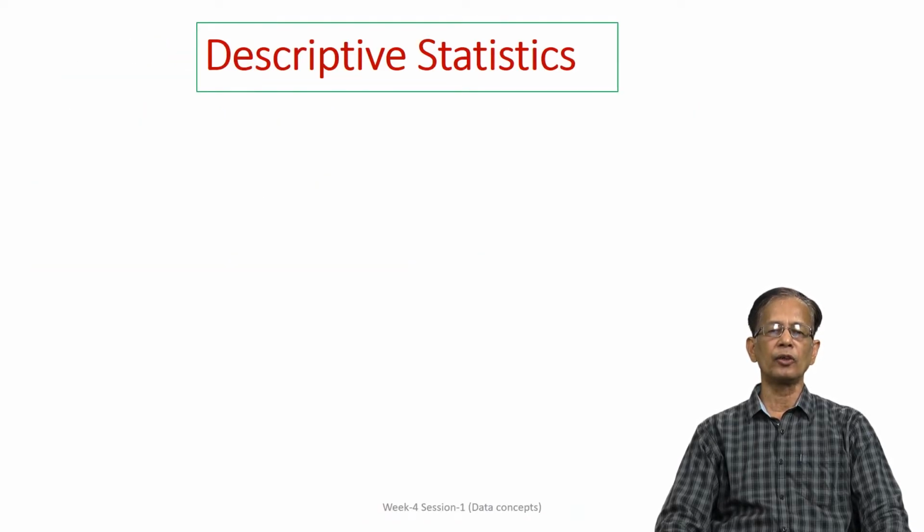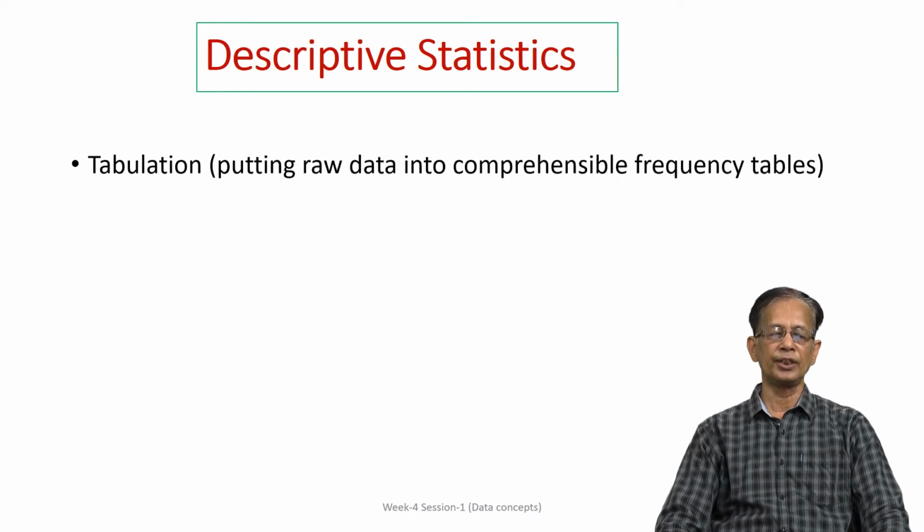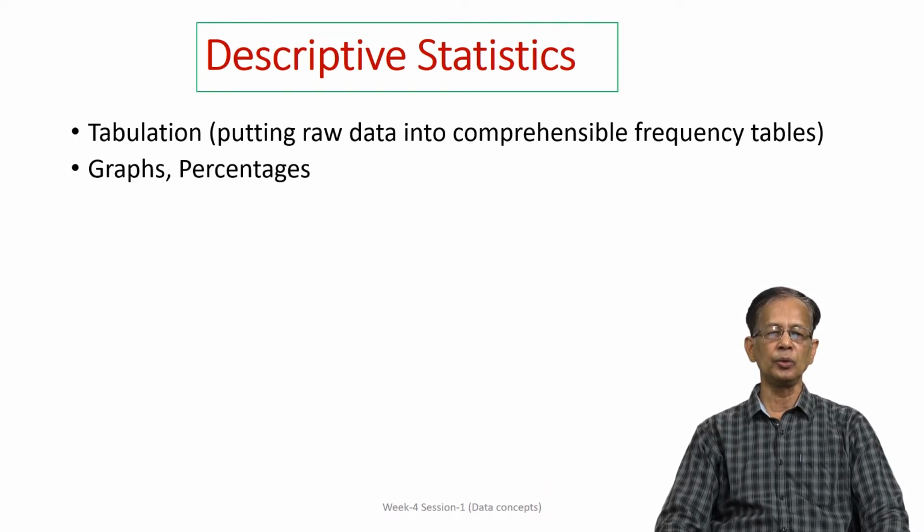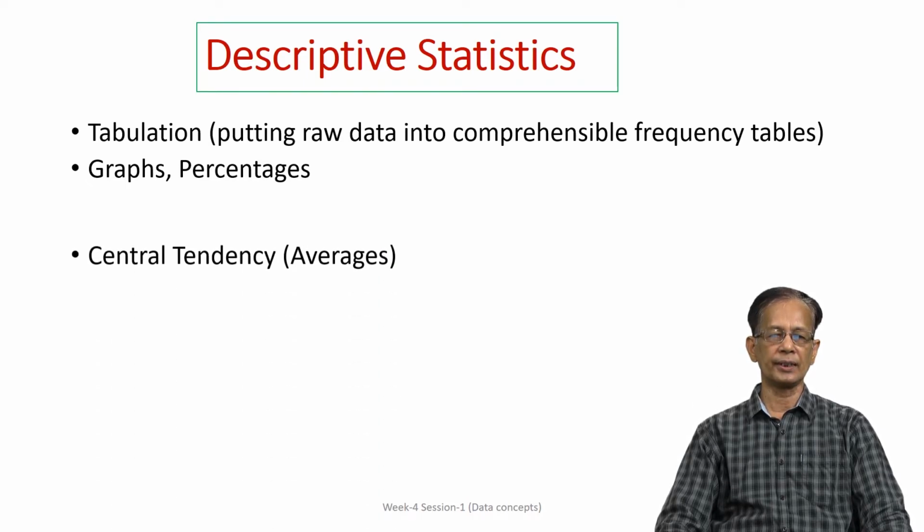Now, let us briefly summarize some of the concepts of descriptive statistics. If you are collecting raw data, first and foremost we have to have a frequency table. That is called tabulation. Once you have the frequency table, you convert it to different suitable graphs. You can also go for the percentages.